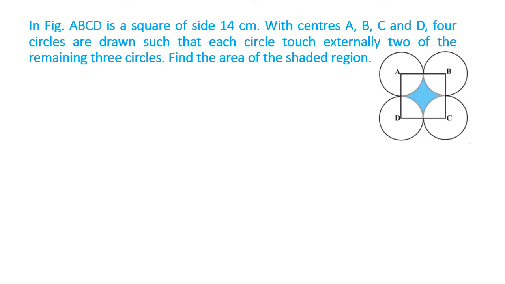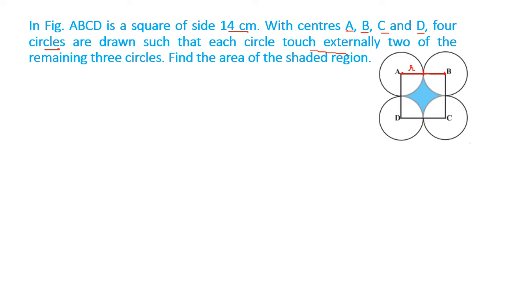ABCD is a square of side 14 centimeter. You can see the square ABCD with side 14. With A, B, C and D as centers, four circles are drawn, that touch each other externally, meaning they touch each other on the outside. Now when the circle with center A and the circle with center B are equal, this distance is equal to this distance.